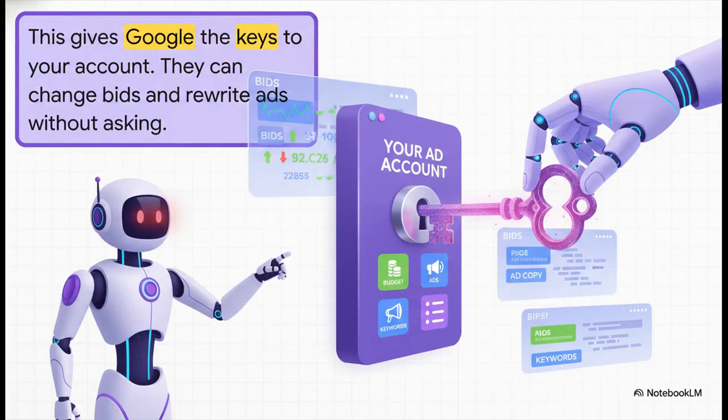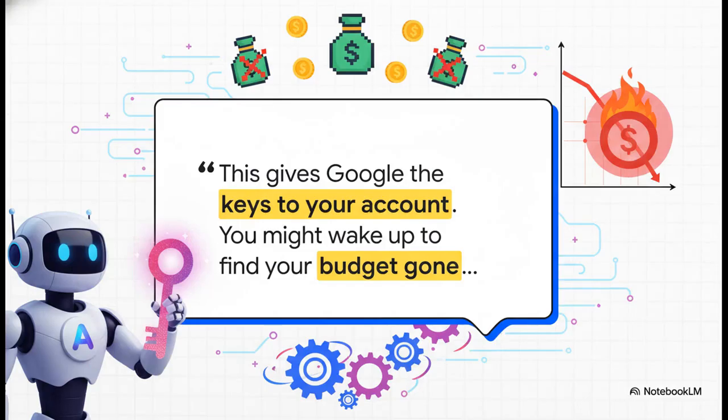Okay, this next one is tricky because it actually sounds like a good thing, and that's what makes it so dangerous. It's called auto-apply recommendations. It basically lets Google's AI make changes to your account automatically. We're talking adding keywords, changing your bids, even rewriting your ads, all without you ever signing off on it. And that's the terrifying part, isn't it? You're literally handing Google the keys to your account, a blank check.